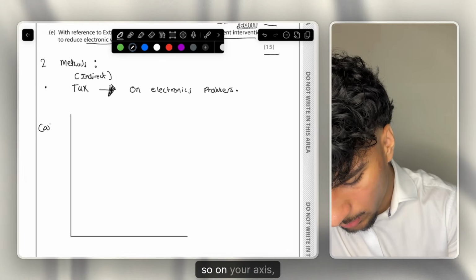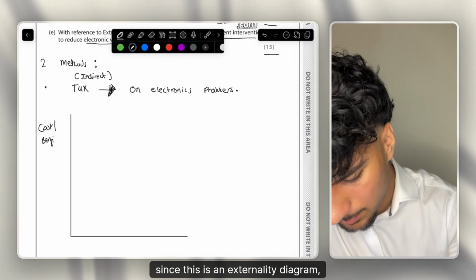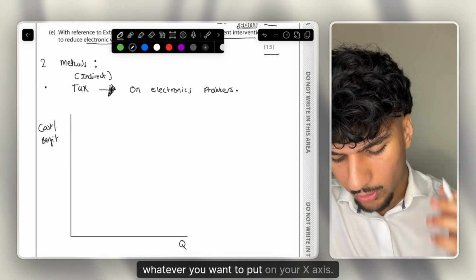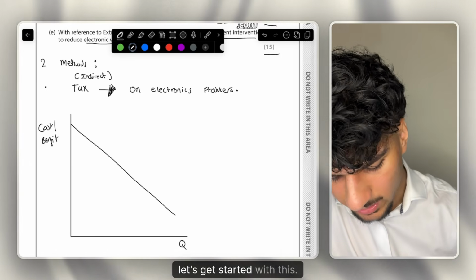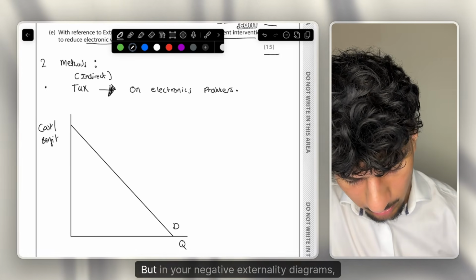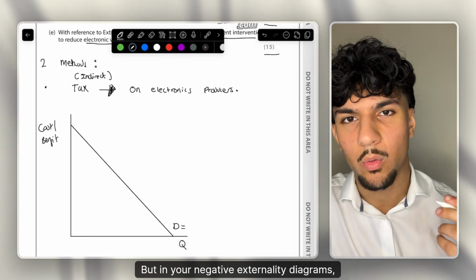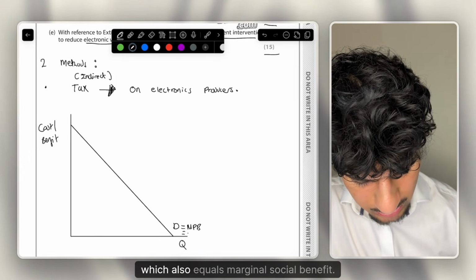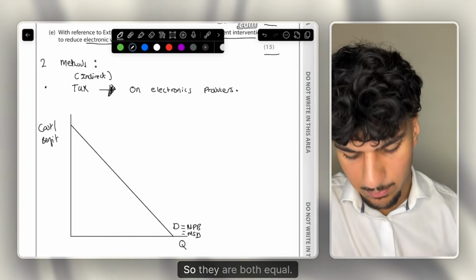But yeah, so on your y-axis, of course, since this is an externality diagram, it's cost/benefit on your y-axis, quantity, output, whatever you want to put on your x-axis. But yeah, let's get started with this. So firstly, simple demand curve, but in your negative externality diagrams, what does your demand curve equal? Demand equals marginal private benefit, which also equals marginal social benefit. So they are both equal.